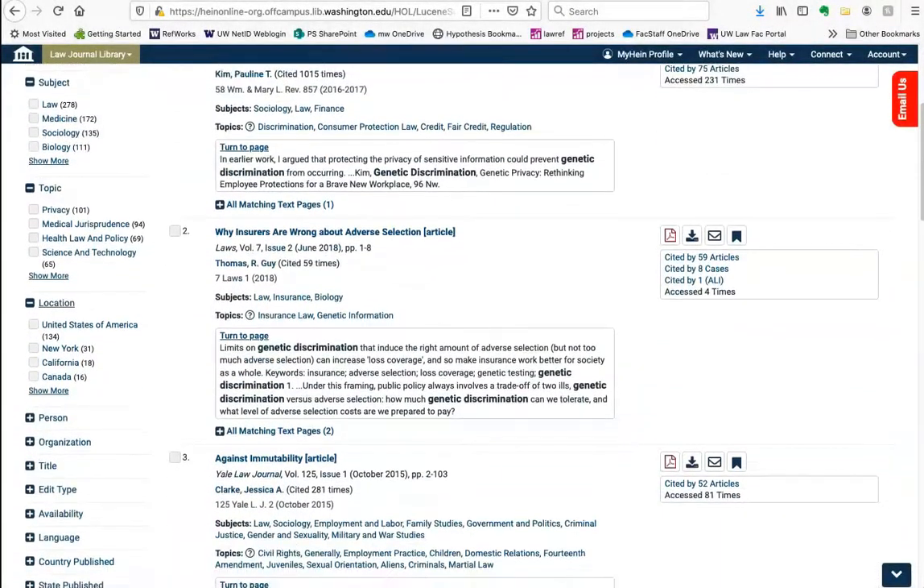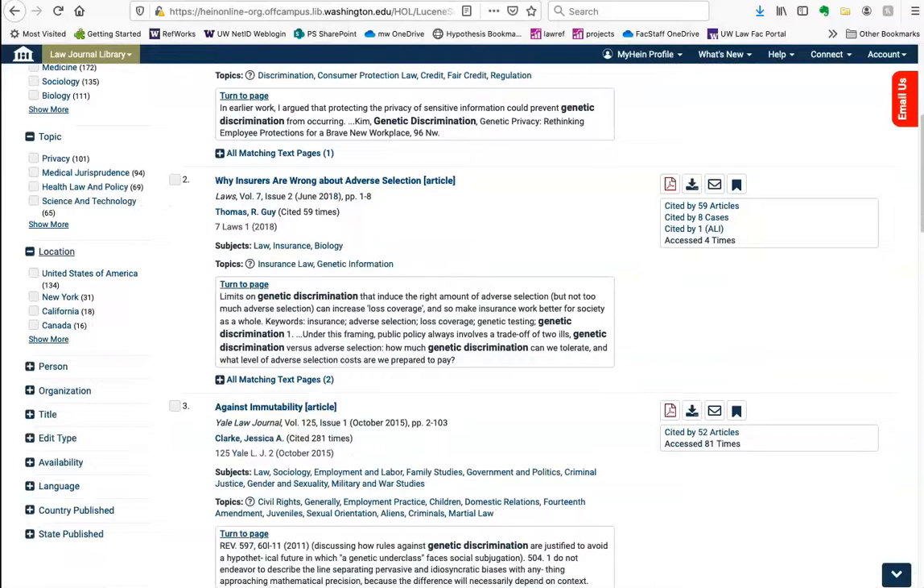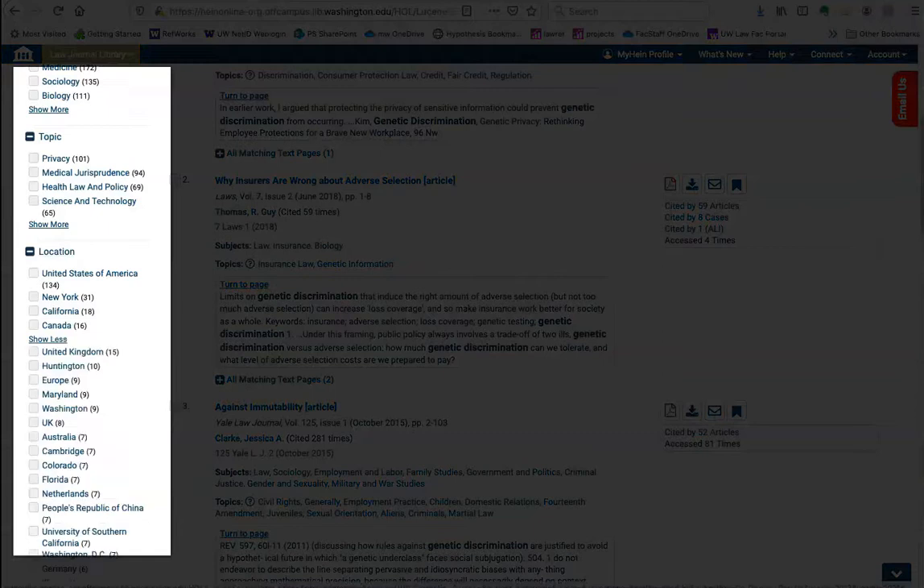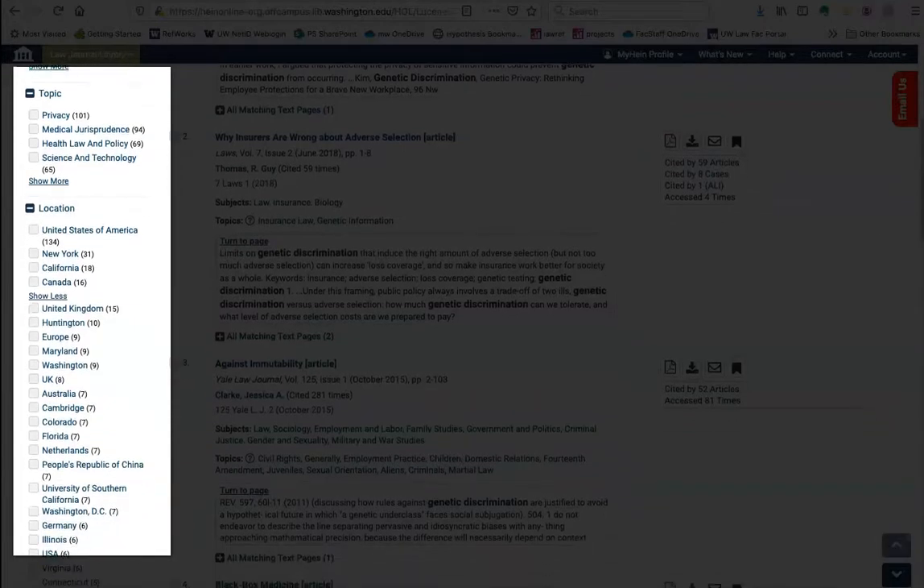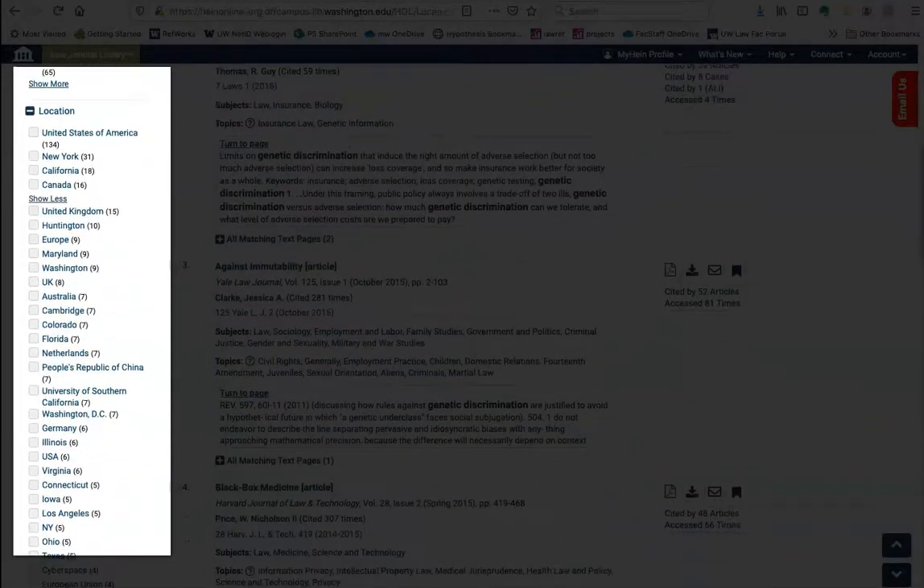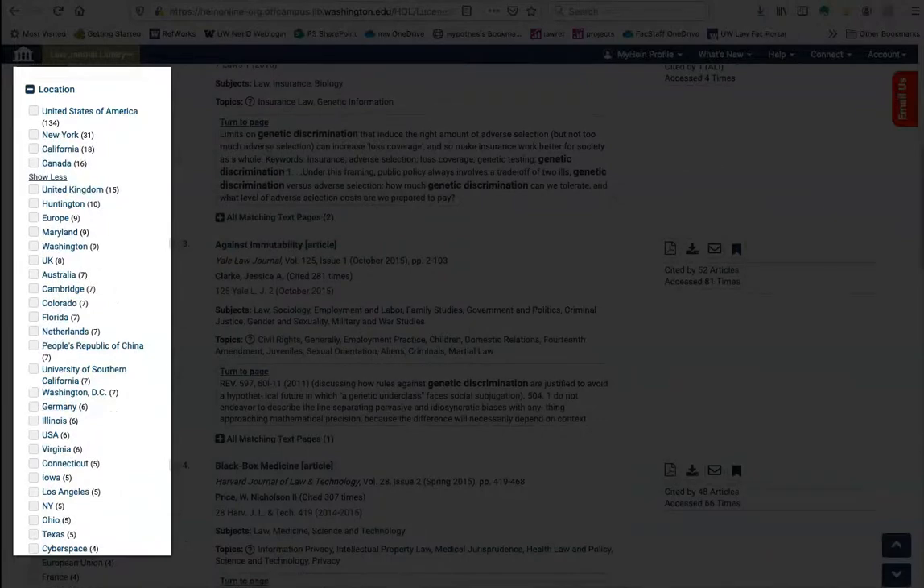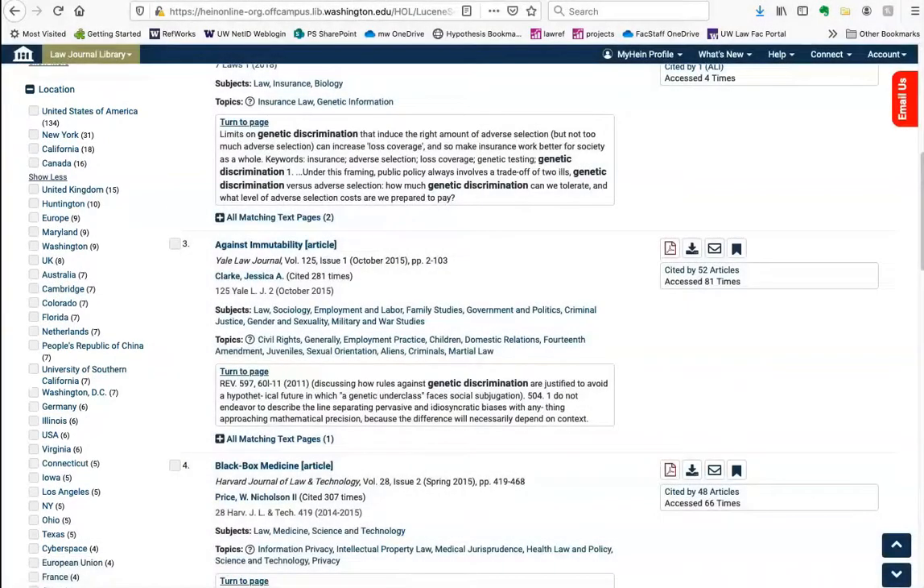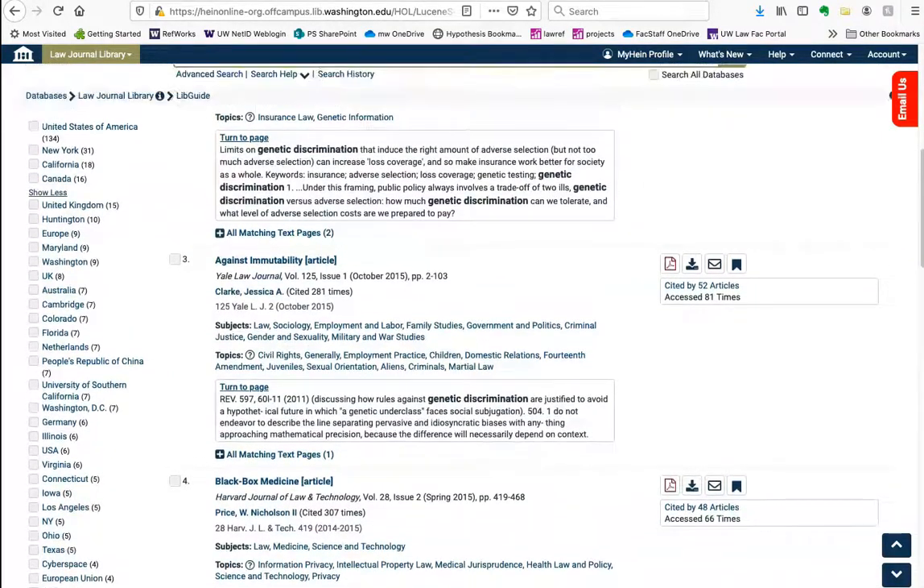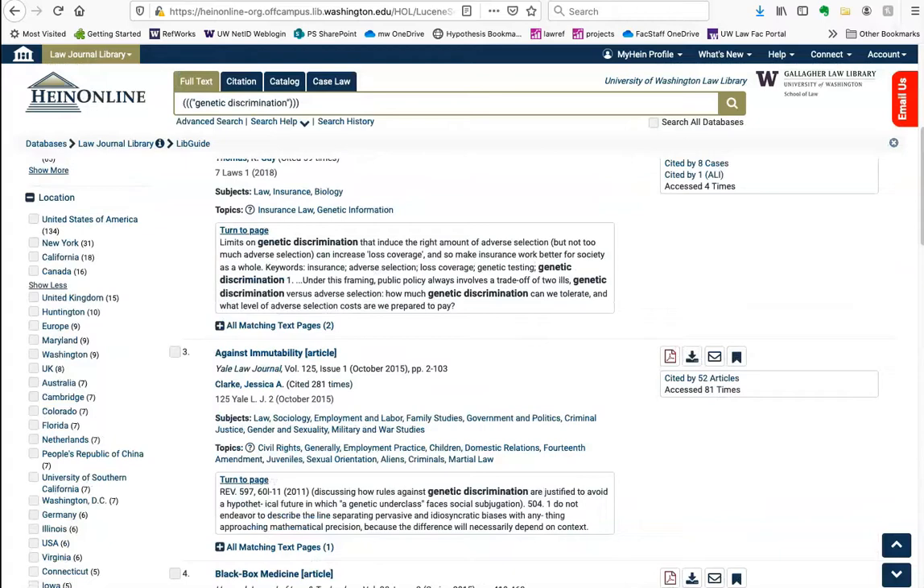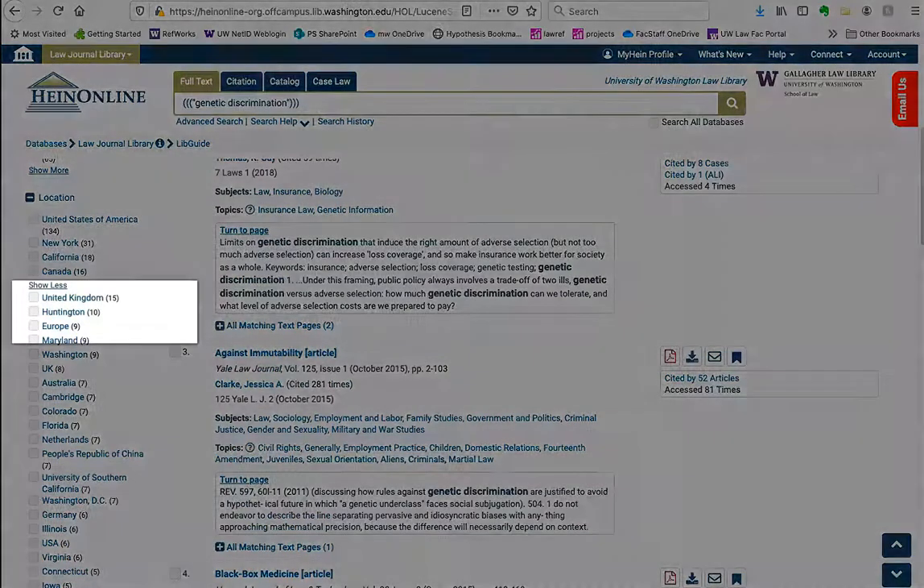Location is a way to help you find articles that are talking about the law of some particular jurisdiction. Maybe you were only thinking of US law, but looking at that and seeing United Kingdom, Europe, Australia, Germany makes you think, hey, I'd like to do a comparative paper. I don't want to focus on a US jurisdiction. Again, these appear to be assigned by an algorithm, so sometimes you can have surprising results.